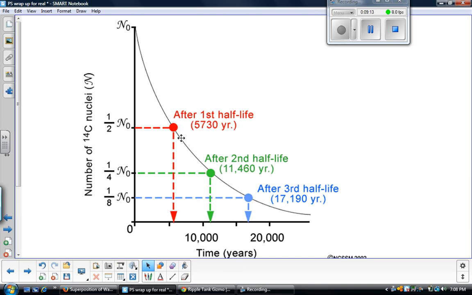So, after 1 half-life, half of the parent is left. After 2 half-lives, 1/4 of the parent is left. After 3 half-lives, 1/8 of the parent is left. After 4 half-lives, 1/16 is left. After 5 half-lives, 1/32 is left. Now these years are only for that specific element. This is talking about carbon-14 decaying. It happens to have a half-life of 5,730 years.